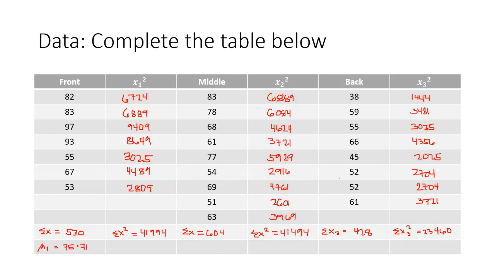75.71. This one, we have 67.11. And for this one, we have 53.5. So these are the data that we'll be needing later on in order for us to solve for the tables or the data for the ANOVA.